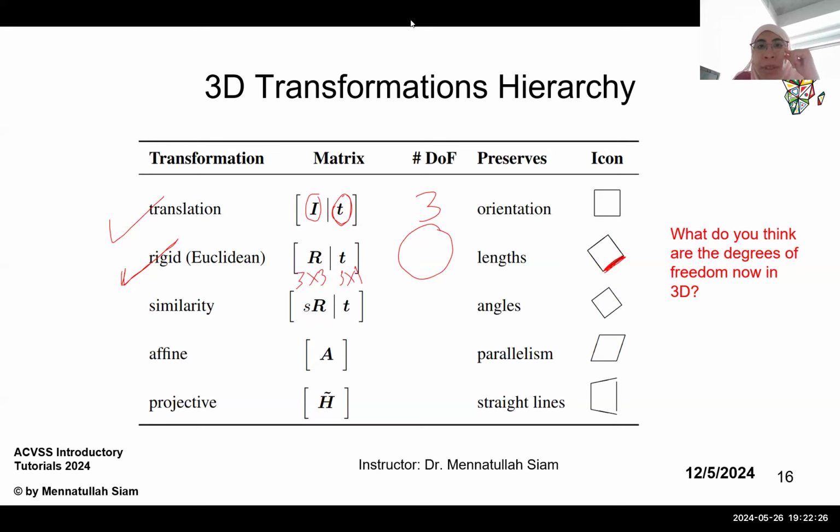Think of it, this 3x3 matrix is the combination of rotating around the x, the y, and the z. So then how many degrees of freedom? So we have the 3 from the translation plus how many for the rotation? Any suggestions?